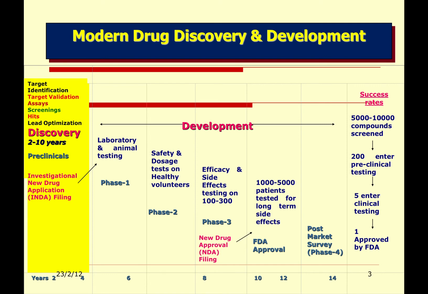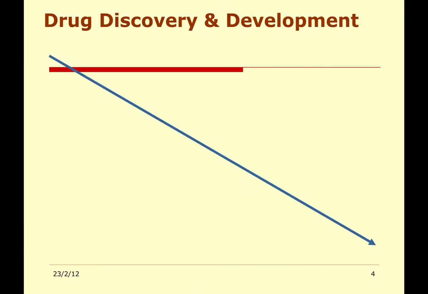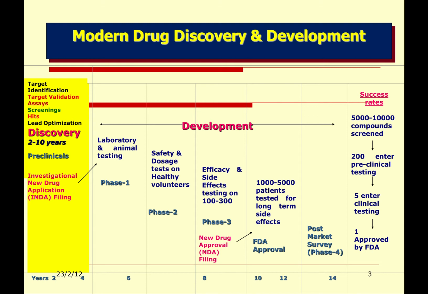Let us see an overview of the discovery process, which you can scale up to 15 years. Out of this, 5 years can be given for discovery, which involves target identification, validation, assay, screens, hits, etc., up to preclinical, that is, animal studies and tissue studies. Once you find something very interesting, an investigational new drug application, IND, is filed, and then the human trials begin.